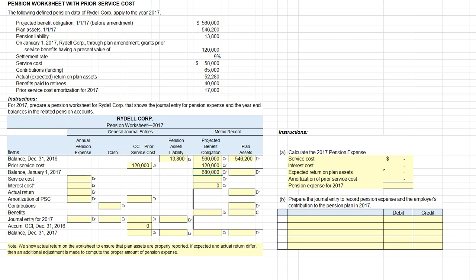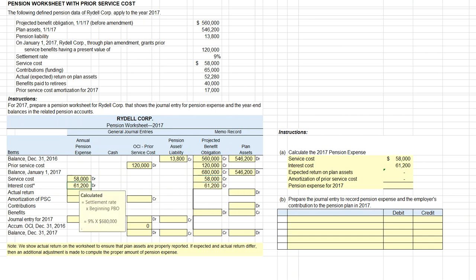And of course, changing our pension plan doesn't change the assets. They remain at $546,200. We're told our current year service cost is $58,000. And again, that's the present value of future benefits that employees have earned during the current period. And of course, that increases our projected benefit obligation.